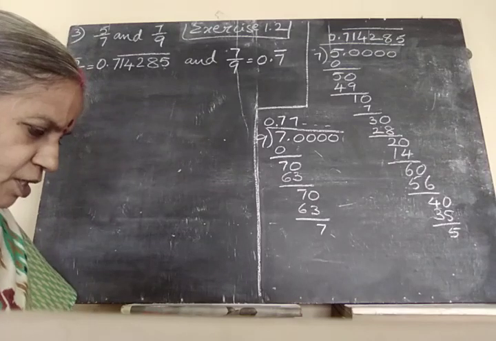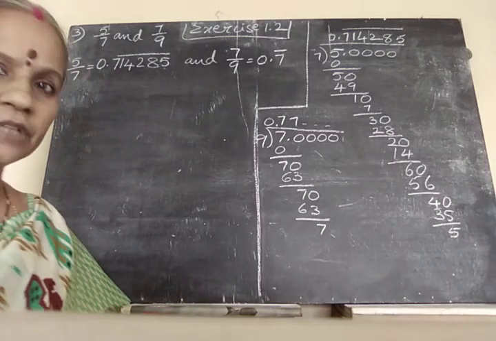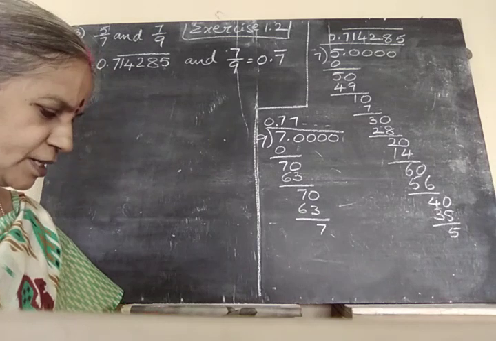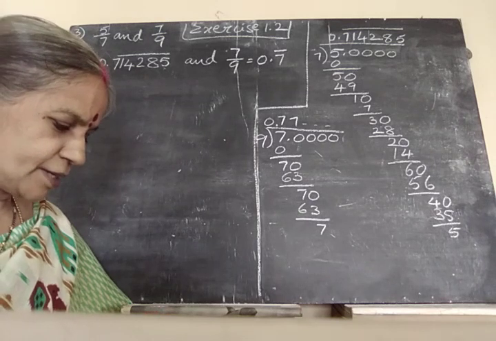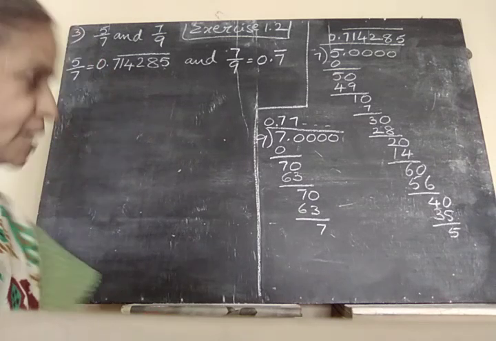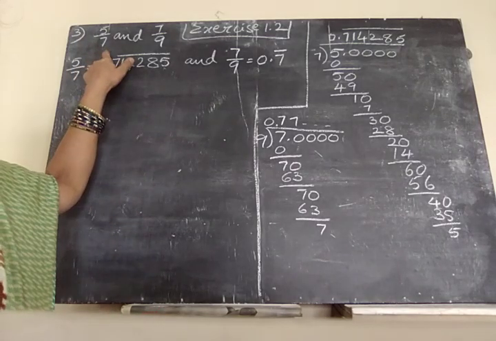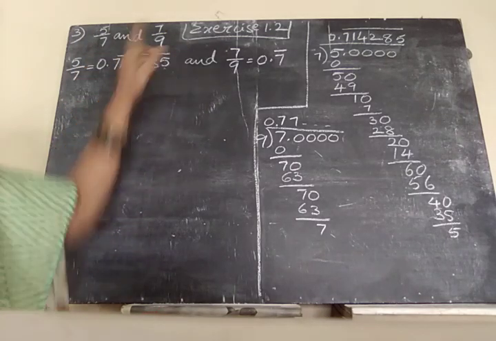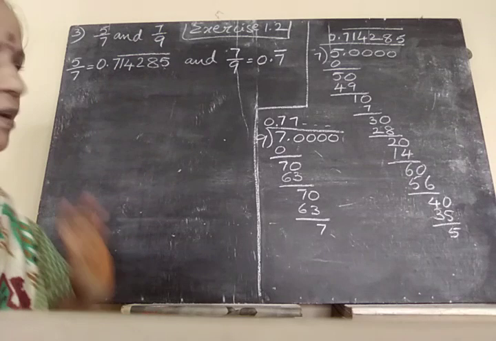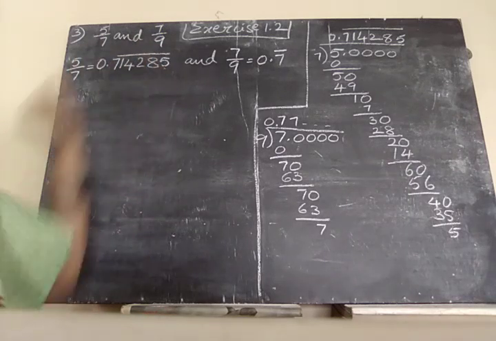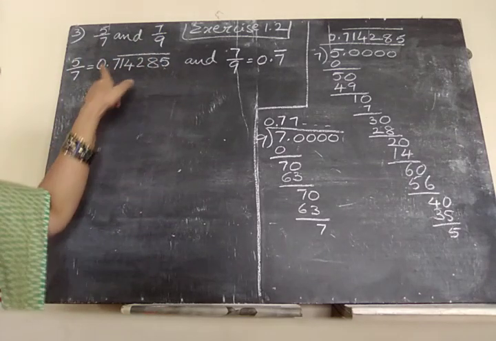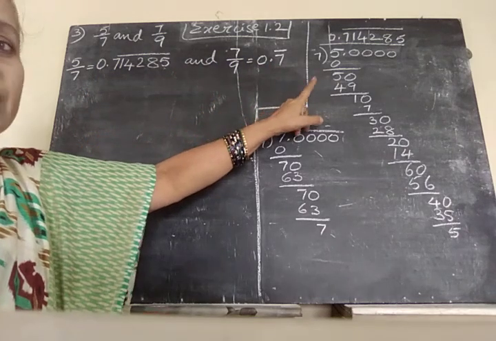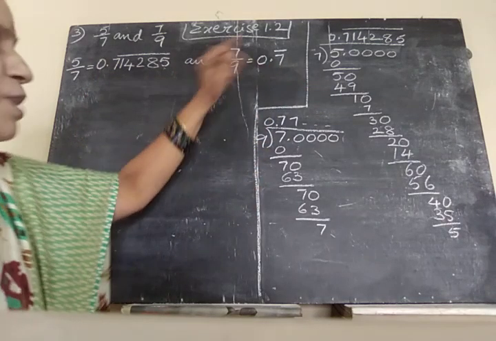Children, third question: find an irrational number between 5/7 and 7/9. How to find an irrational number between these two? First, you have to convert these two fractions into decimal form.